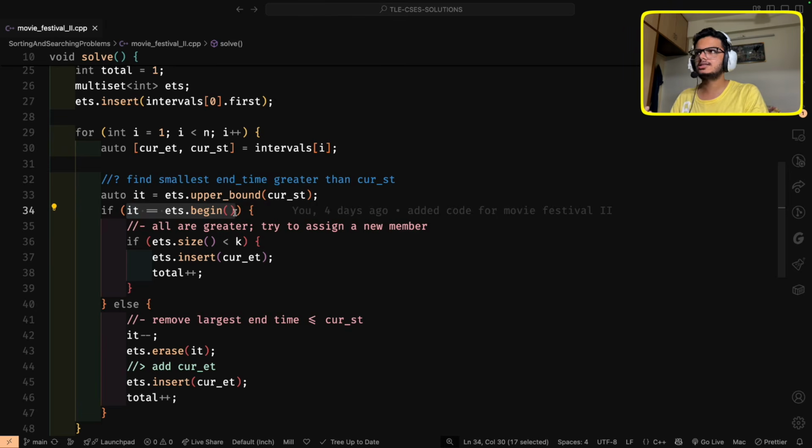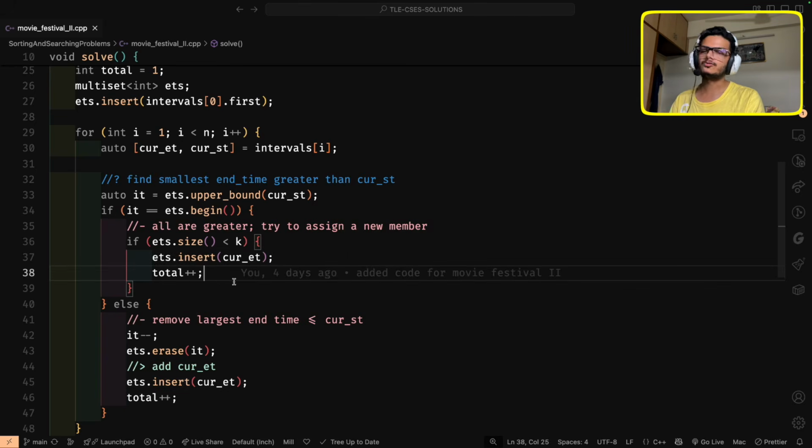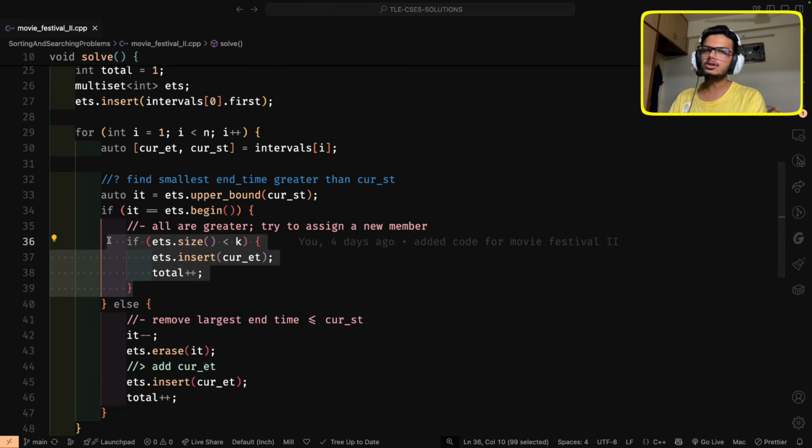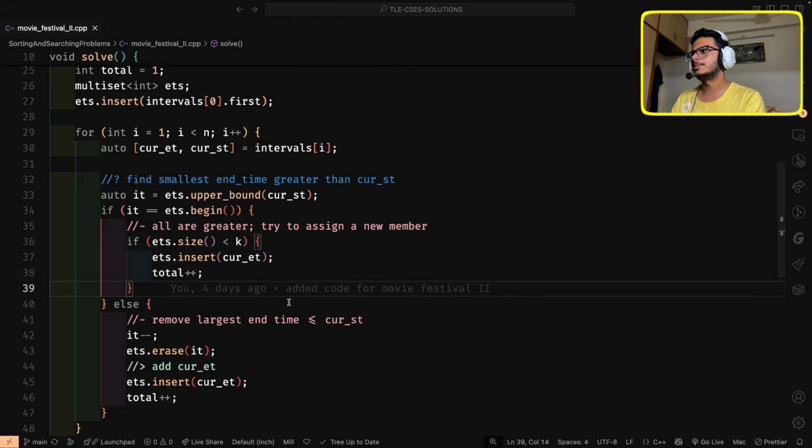Then in this case we'll just try to assign a new club member, right? So if the number of occupied members till now is less than k, so if there is some club member who is free, we can actually assign that guy to this movie. So ets.insert, add this end time into the set and total plus plus. So we are going to watch this movie. But if all the k members are occupied, we cannot watch this movie. So in that case, the total won't be updated.